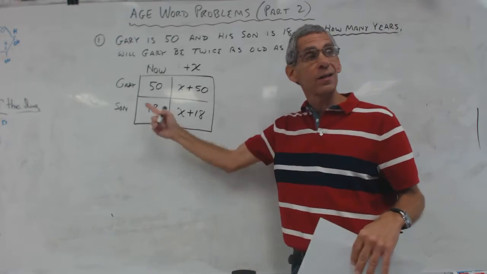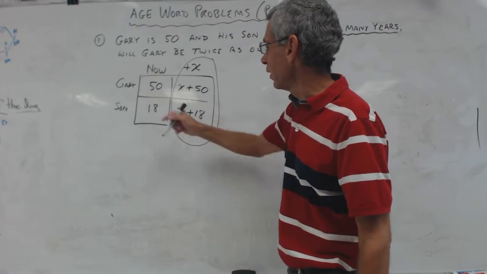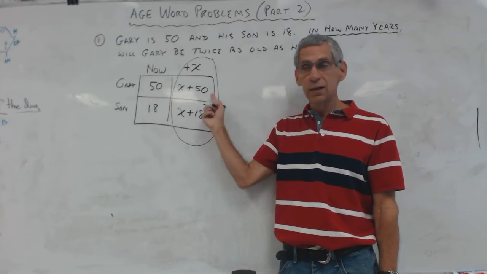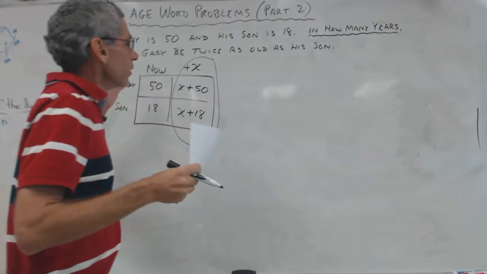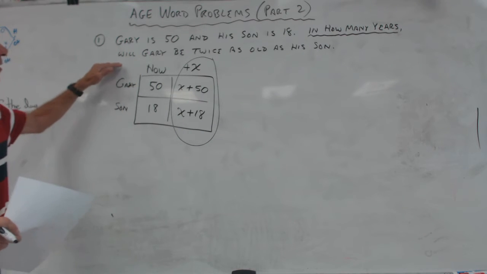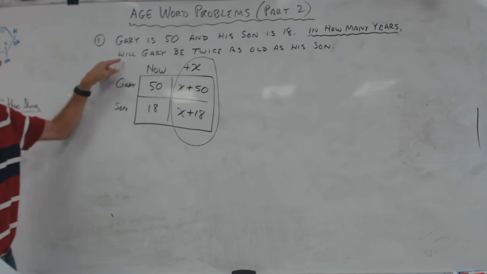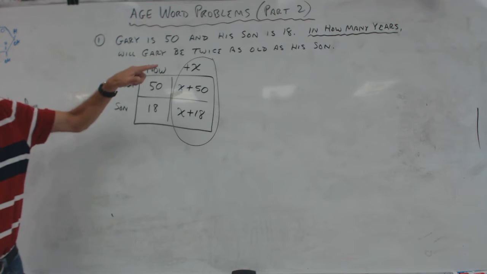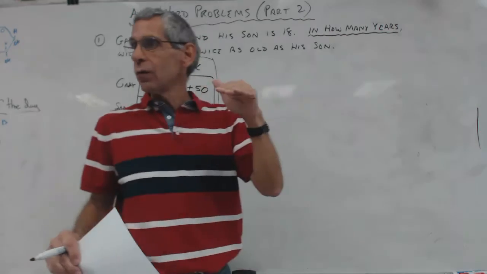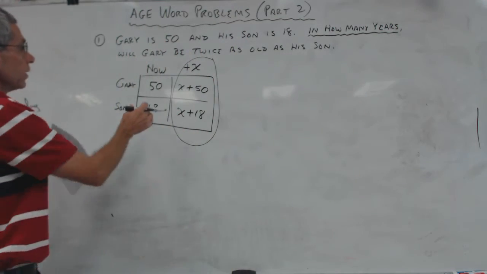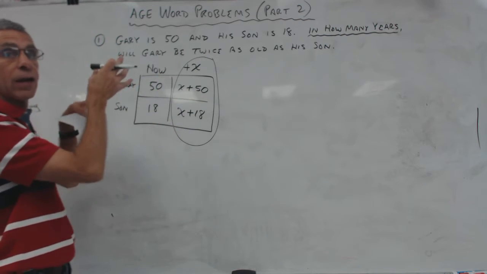Now we've got our second sentence: in how many years? So which column am I going to have to use? This column. Whenever it says Gary, I'm going to write X plus 50, and whenever it says son, I'm going to write X plus 18. Now, one last thing. This is written as a question, and it's easier if you turn it into a statement. Instead of saying, will Gary be twice as old as son, I'm going to change it to, in how many years Gary will be, so that I'm turning it into a statement instead of a question.